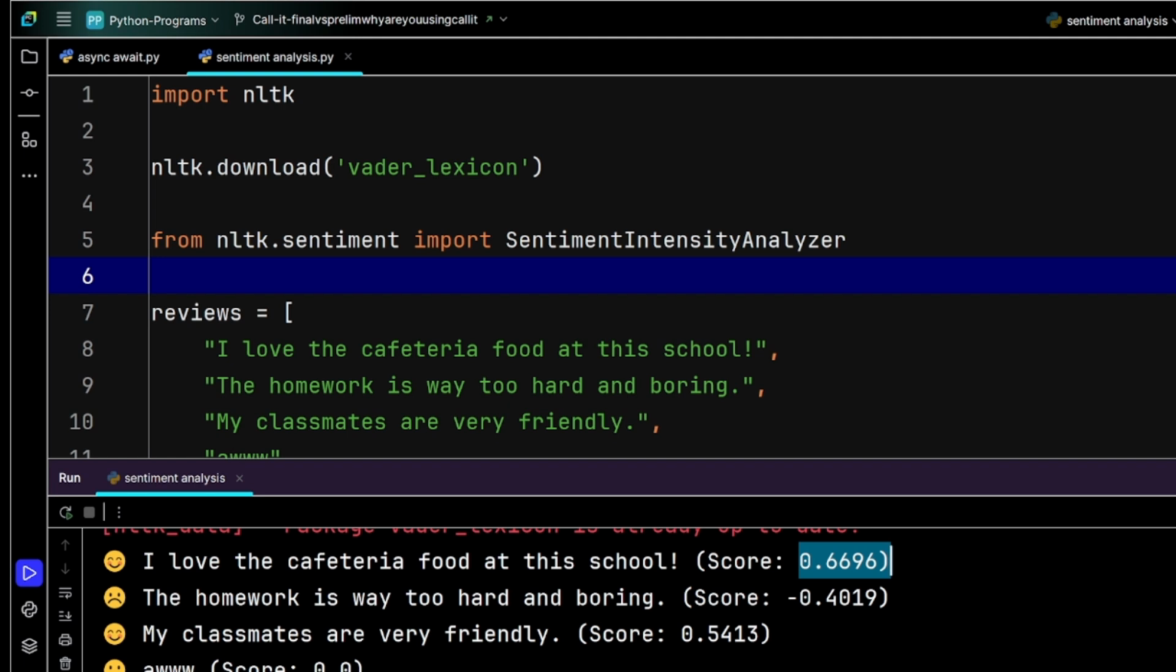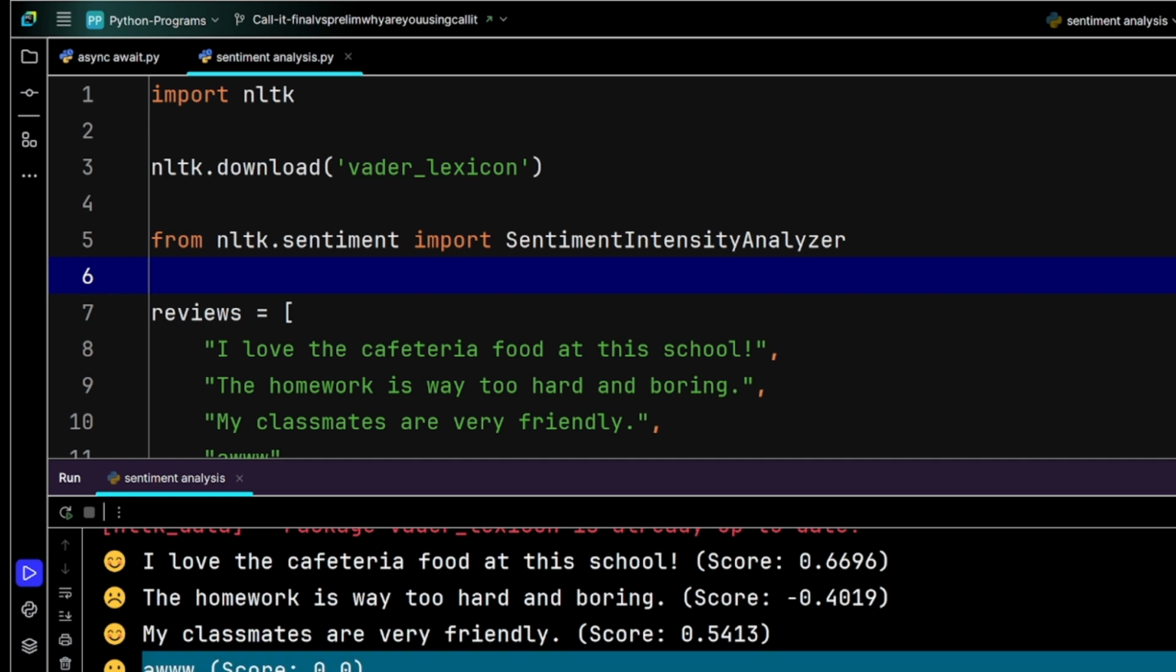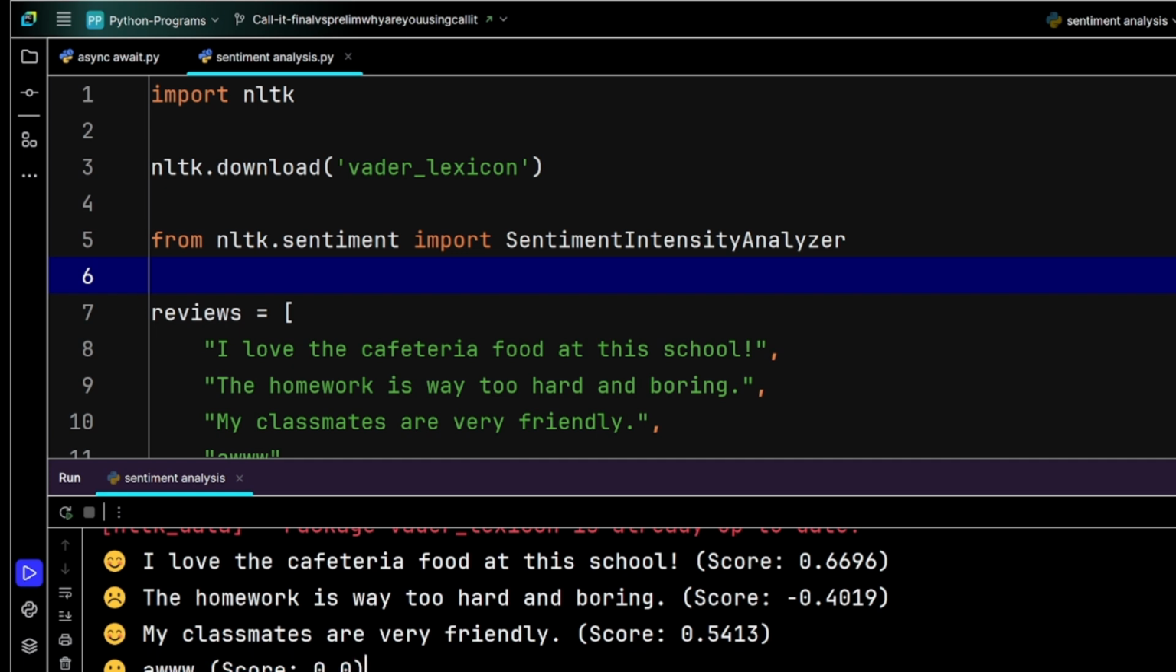The homework is way too hard and boring. It's going to look at hard and boring. As I said, it's based off of the lexicon-based analysis, so we'll look at it in a second. But hard and boring is basically a negative score. And then my classmates are very friendly, that's a positive score. And then this statement, I wasn't so sure about it, so I just gave it a neutral.